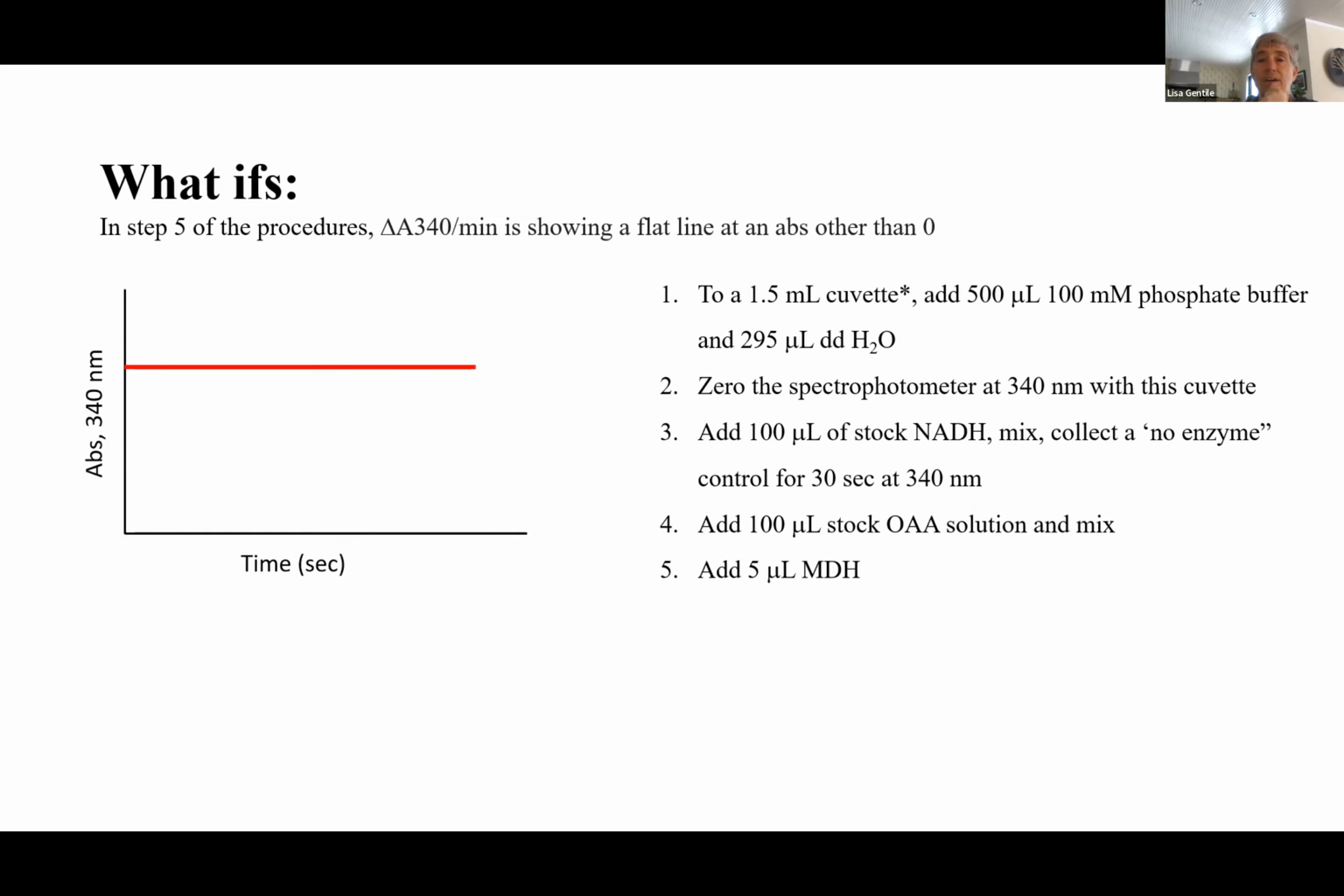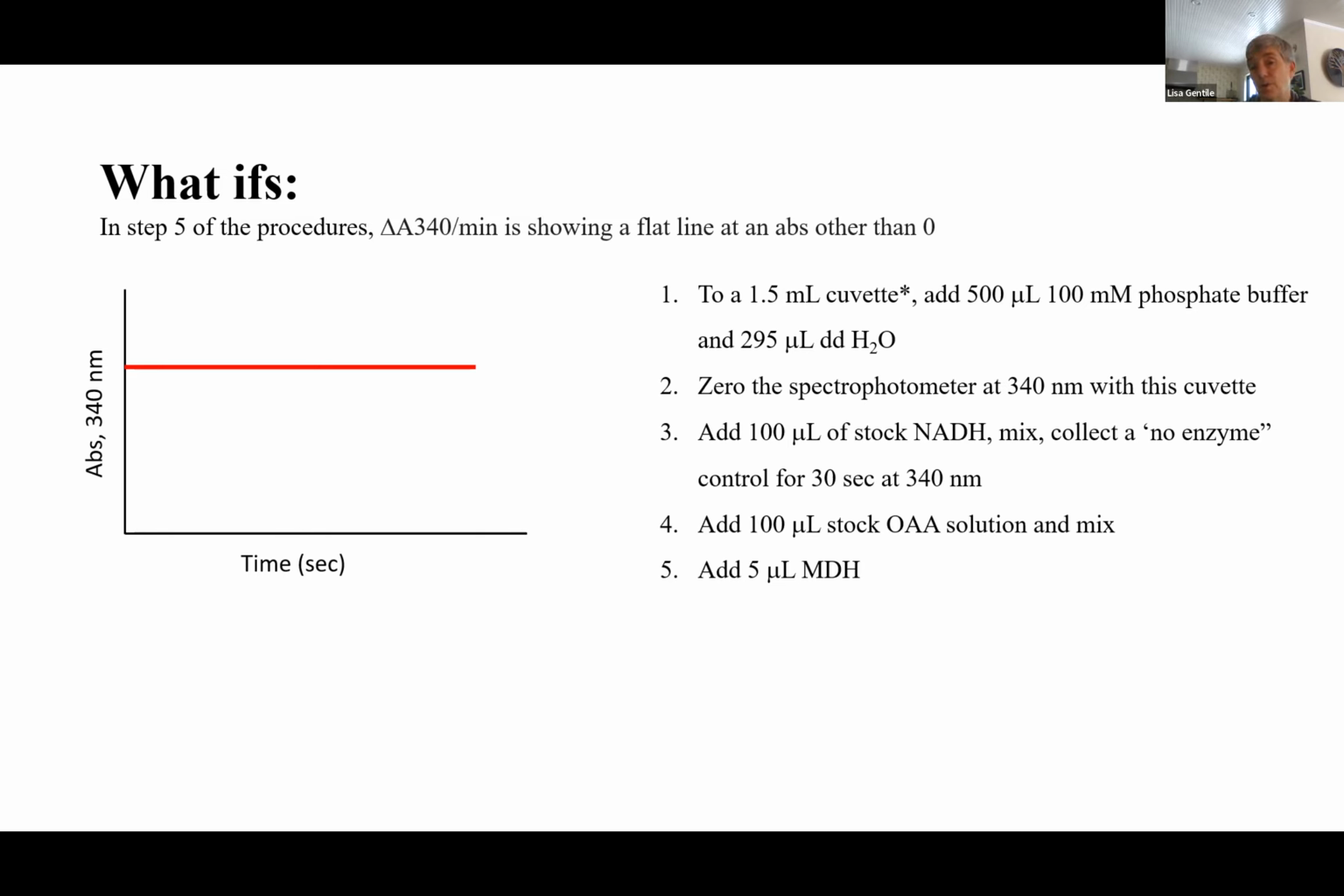Okay, so what if you did your NADH control, you added oxaloacetate, you added your MDH, and you get a line that looks like this, where that absorbance that you're seeing is the exact same absorbance as what you had of NADH. This is the case where your enzyme isn't looking like it's in such good shape. There's no perceptible rate that you're measuring there. It may be that you diluted your enzyme too much. So if you're not using full strength enzyme, go back and use a more concentrated version.